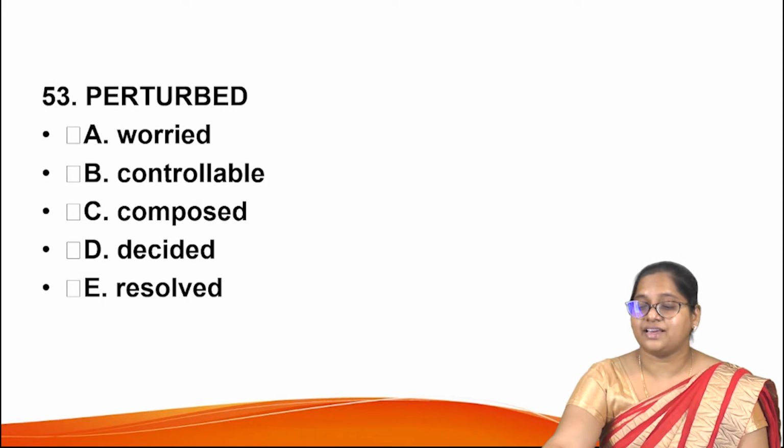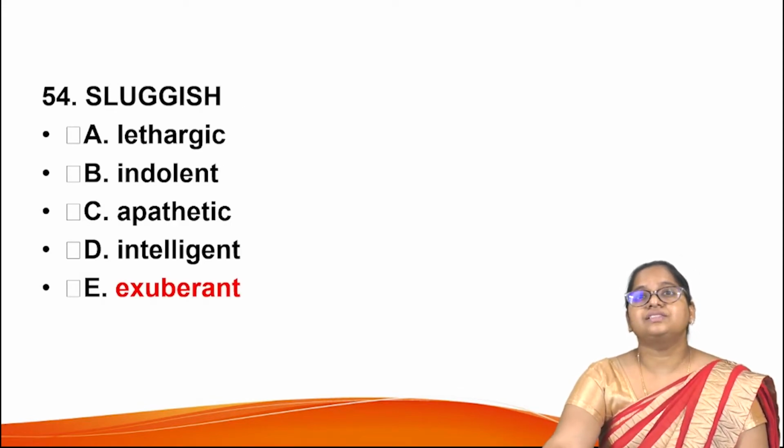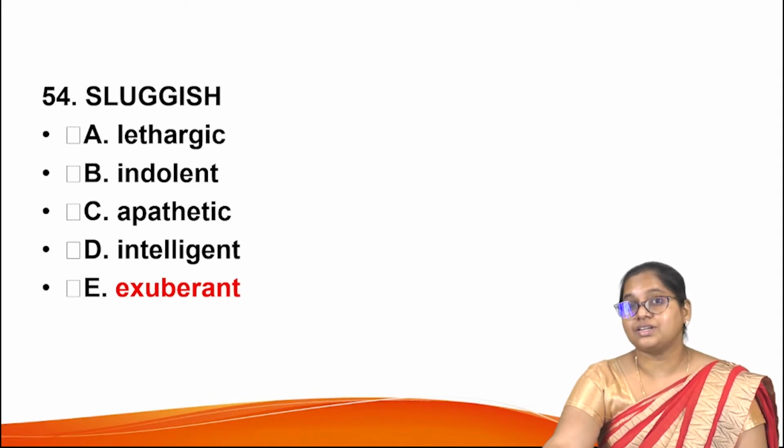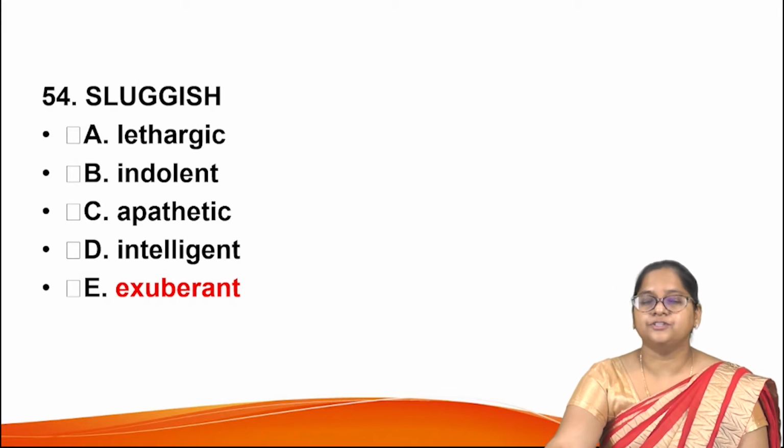Hope you guys guessed the answer. Now we'll continue with the remaining questions. Sluggish, sluggery, slugger, we say, right? She's a slugger. That means being very inactive, not agile, not energetic and not lively. The options given are lethargic, indolent, apathetic, intelligent, exuberant.